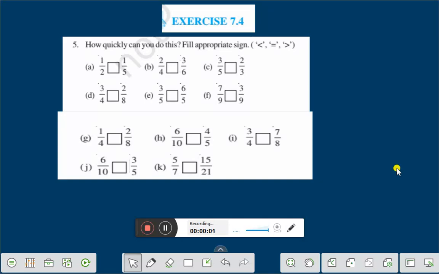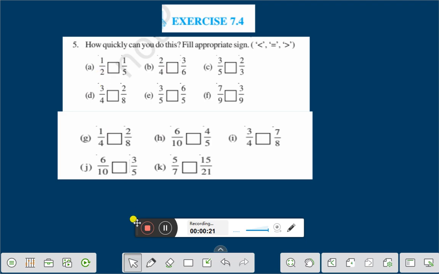Hello everyone. Today we shall discuss exercise 7.4 question number 5. How quickly can you do this? Fill in the appropriate sign: is less than, is equal to, is greater than. Now we will solve this problem one by one.